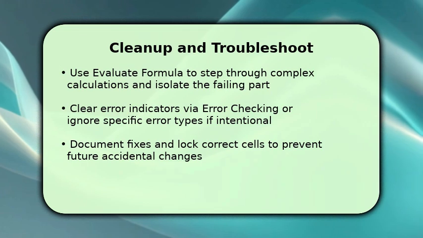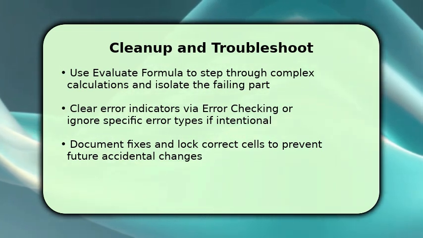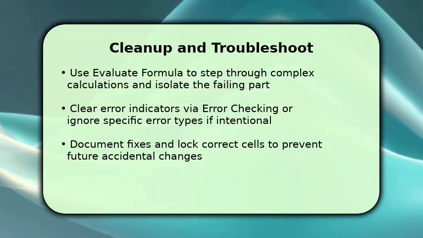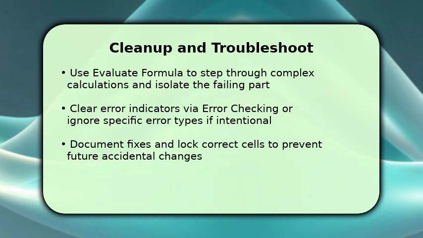Finally, document the change and consider protecting cells or locking formulas to prevent regression. If errors persist, check linked workbooks and data types, because external links and mismatched types often cause recurring errors.